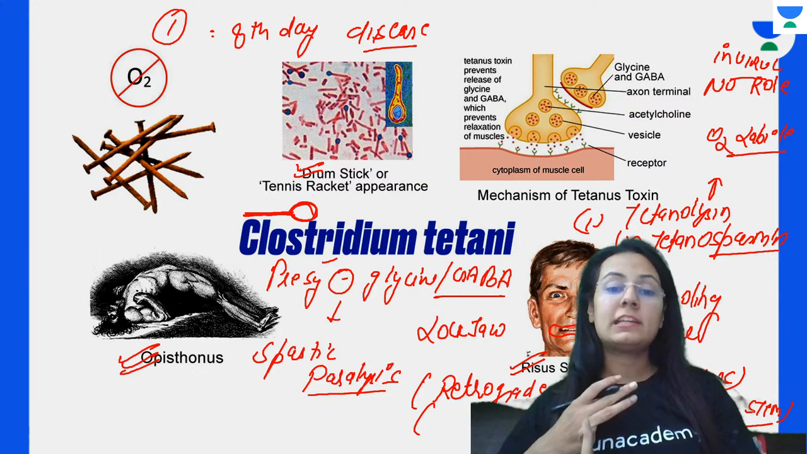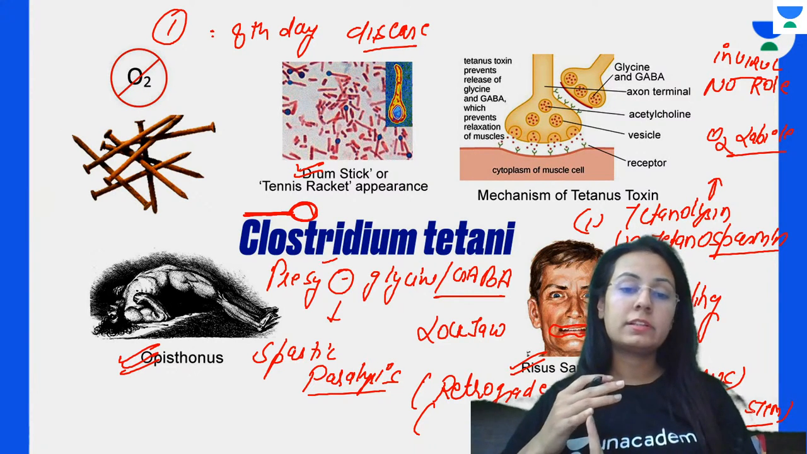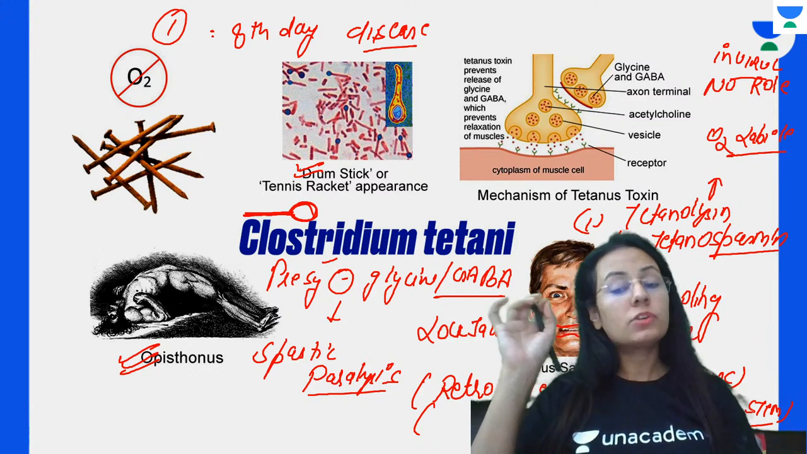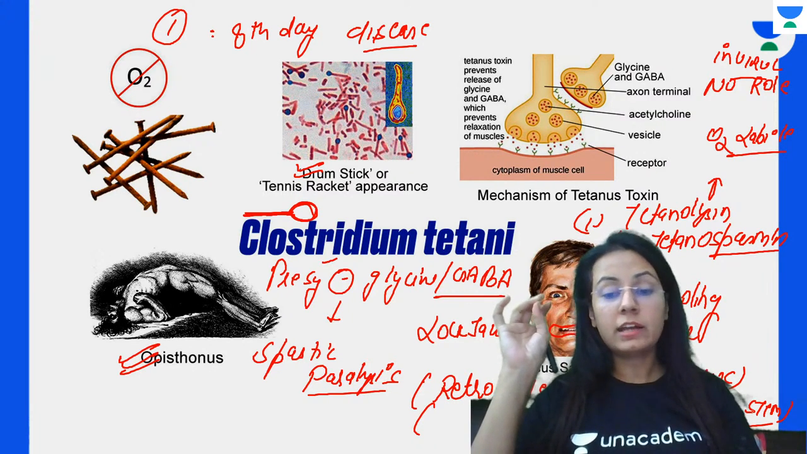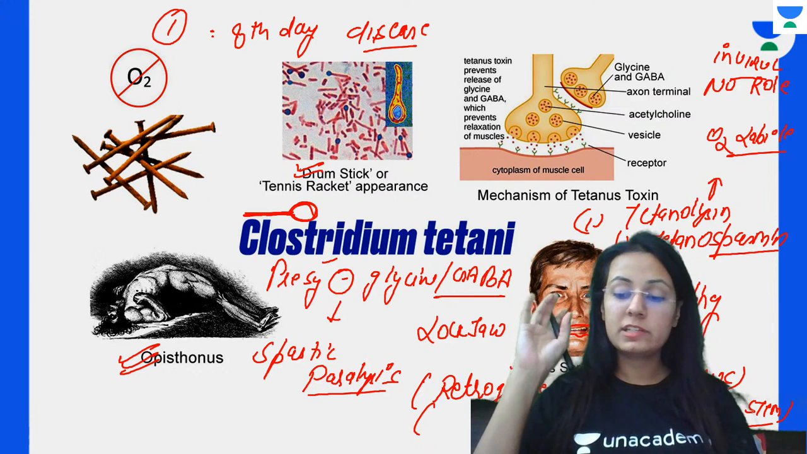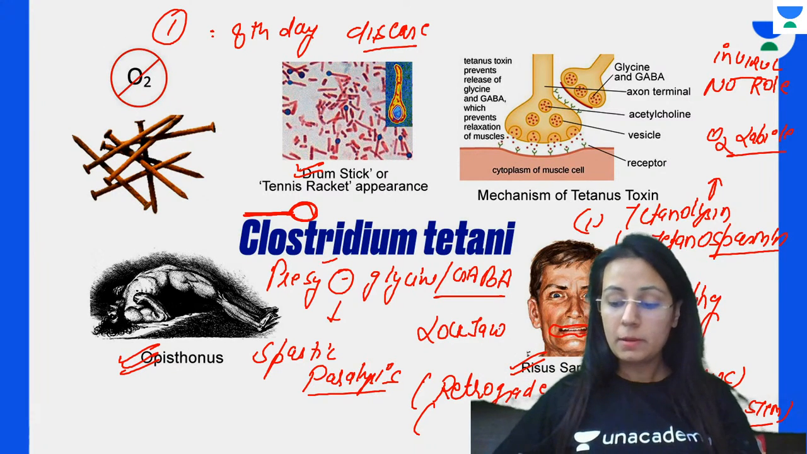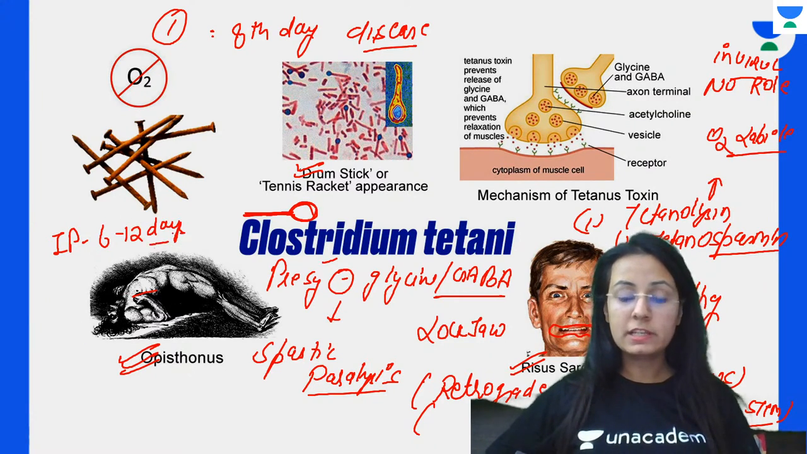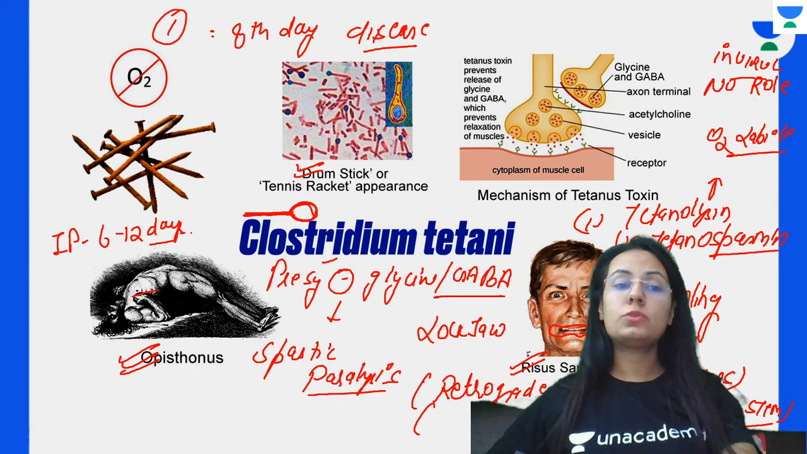Now it causes a presynaptic inhibition of these inhibitory neurotransmitters and causes the spastic paralysis, retrograde axonal transport, and what is the main site of action? It is the spinal cord and the brainstem. The incubation period is around 6 to 12 days.